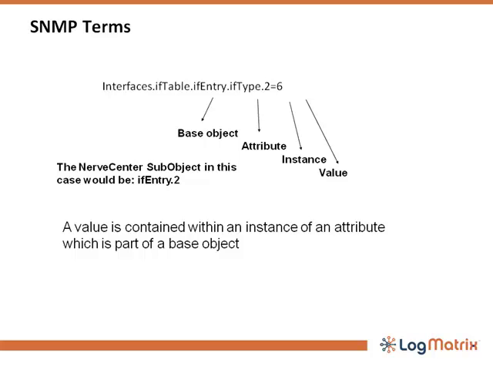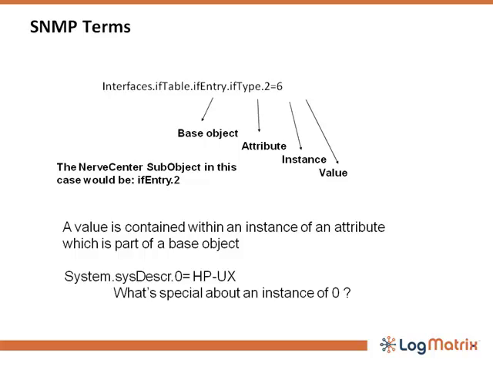The last piece of this is I can take the phrase system.sysdescr.0 equals HPUX, which is just like the phrase up above, ifentry.iftype.to equals a 6, and I can extract from it its subobject, which would be system.0, correct? The base object and the instance.